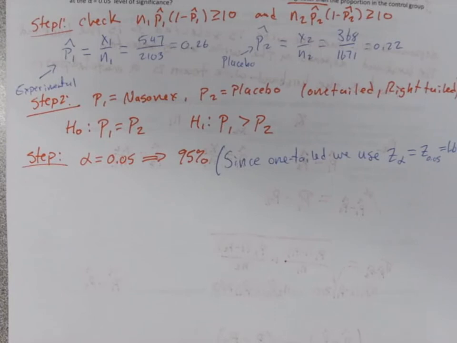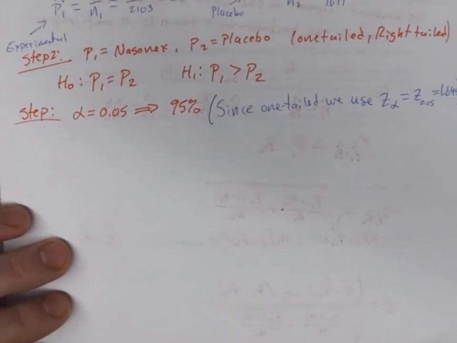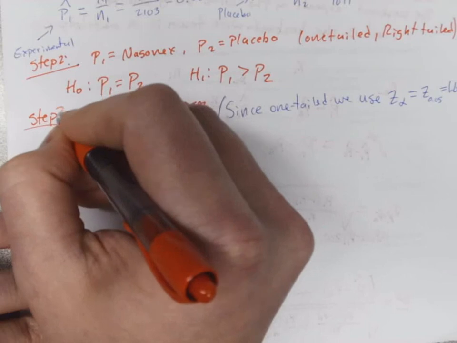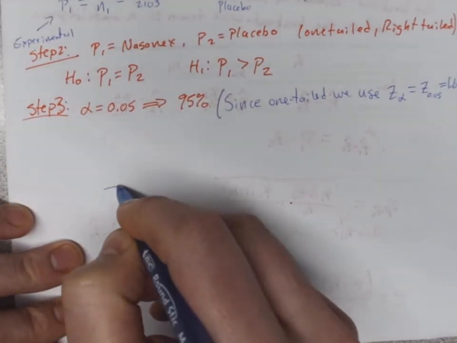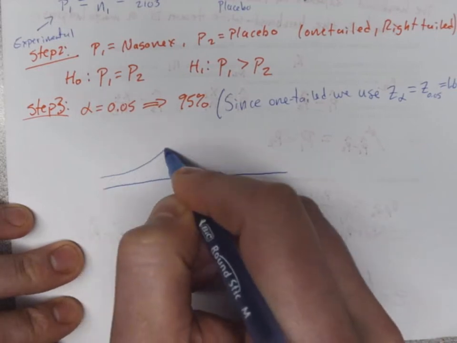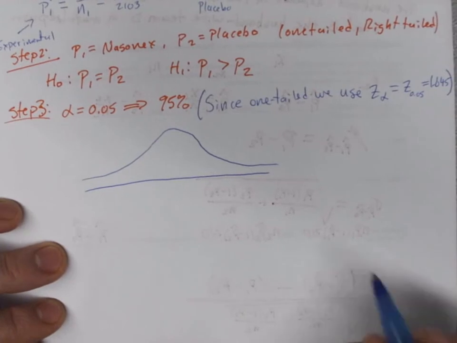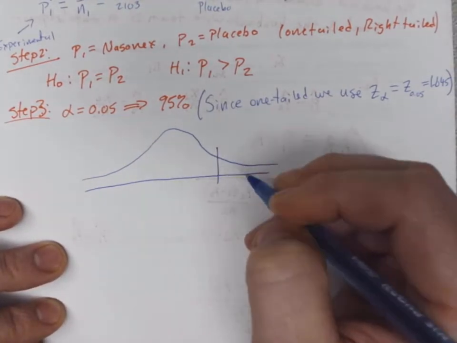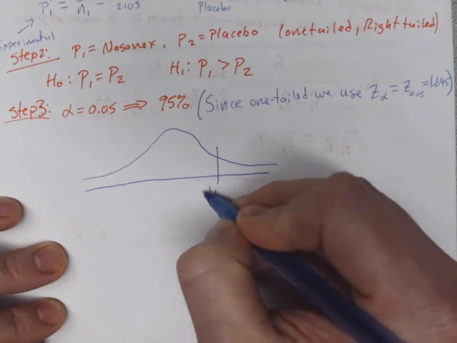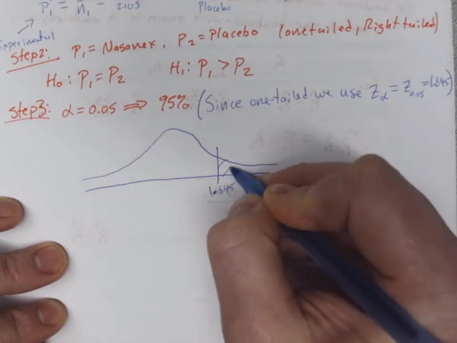All right, so now what we want to do is draw a graph. A graph always helps. It's supposed to be step 3. A graph is always useful. So here, let's plot our critical value of 1.645. This is 1.645. And here is our critical region.